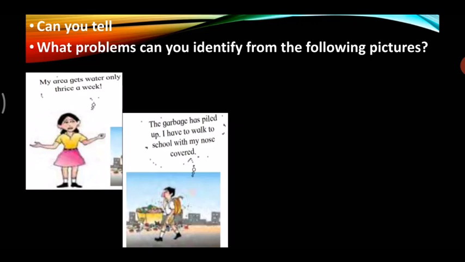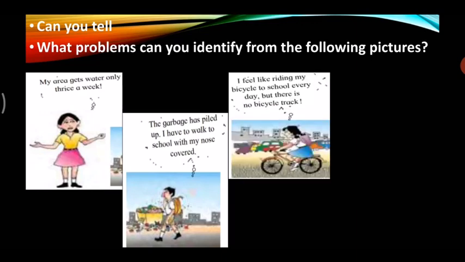Let's move to the third picture. Now, the third problem is, I like riding bicycle to school every day, but there is no bicycle track. This girl is saying, I like riding bicycle, but there is no bicycle track. Now, you know traffic goes anyhow. How can school children go safely if the traffic goes here and there? So in some places they have a separate bicycle track on the side. So from the side the cyclist can go easily.